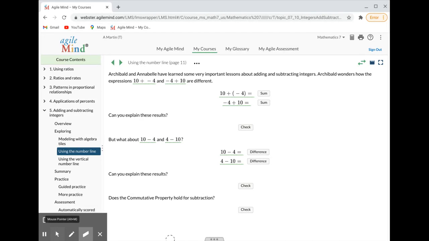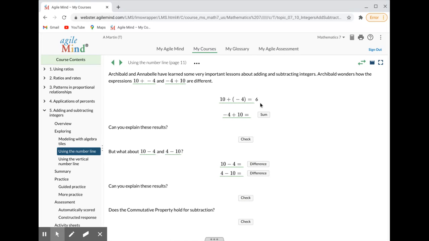All right. So looking at this, what is 10 plus negative 4? 6. It is 6. Everybody should agree with that. 10 minus 4 is 6, or 10 plus negative 4 is 6. Well, what about negative 4 plus 10? If you go to negative 4 on the number line, and then we go 10 units to the right, are we still going to be at 6? Yes. Yeah, we are.